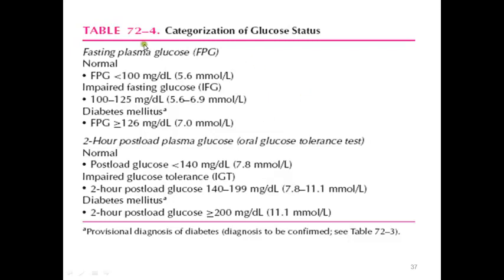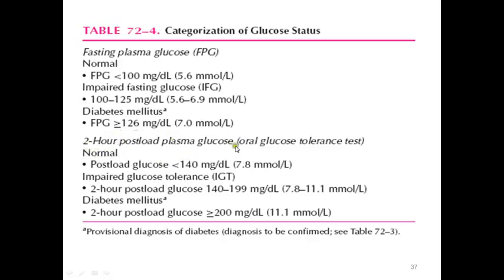So how do you categorize the glucose test status? Fasting plasma glucose is normal when it is less than 100. It is called impaired when it is between 100 and 125. The patient is labeled diabetic if the fasting plasma glucose is more than or equal to 126 mg per dL.